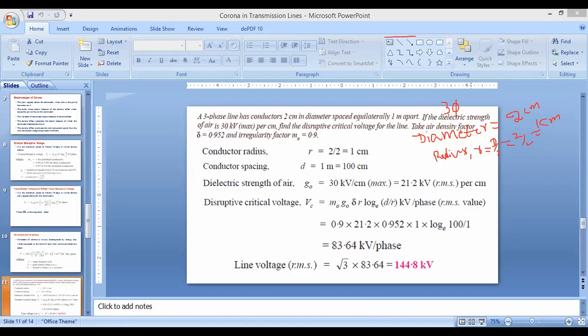Spaced equilaterally 1 meter apart. That is the spacing of the conductor, d equal to 1 meter. But here the radius is given in terms of centimeter, while the spacing is given in terms of meter. Convert both either in terms of meter or centimeter. Now the spacing we can convert into centimeter, that is 1 into 10 square centimeter, so the spacing is 100 centimeter, d equal to 100 centimeter.